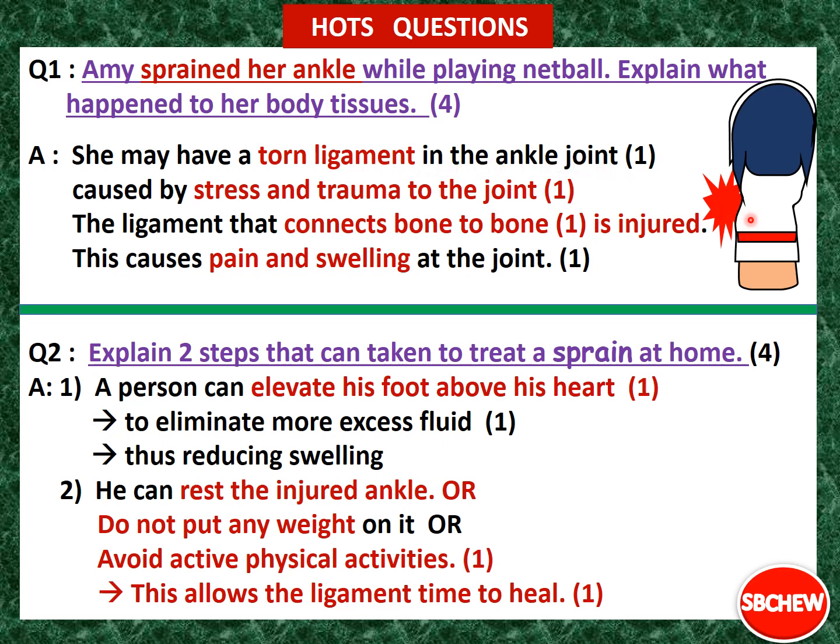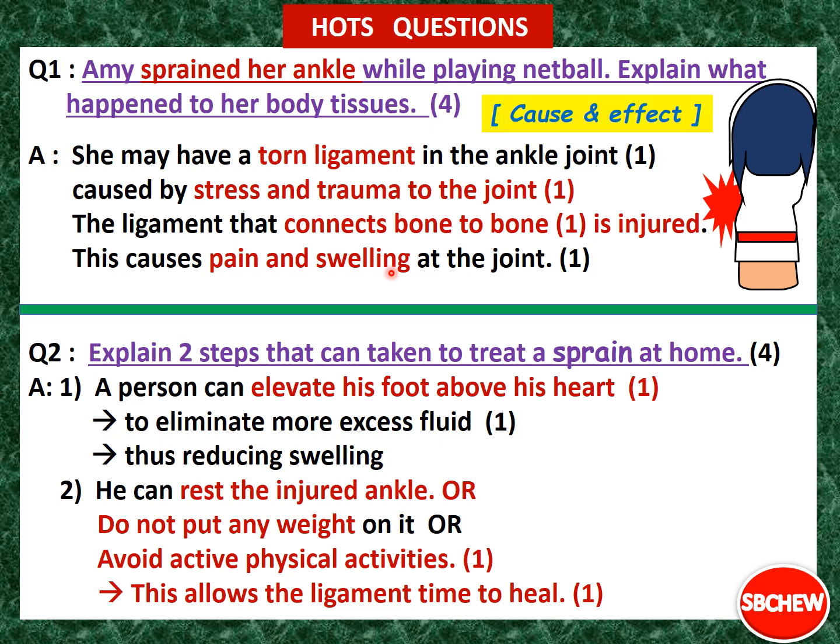All right, from the top view, you can see it's bulging out, caused by stress and trauma to the joint, to the ankle joint, when she was running very fast or turning her body. The ligament that connects bone to bone is injured. So state the function of the ligament, but it is injured. And this causes swelling and pain at the joint. So notice that we mentioned the symptoms of the sprain, right? Which you can add into this type of answer.